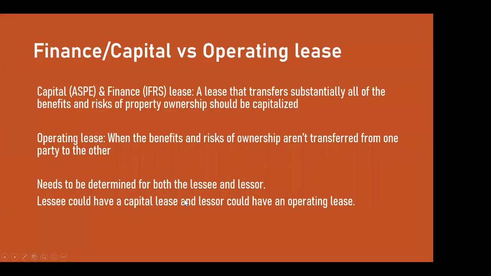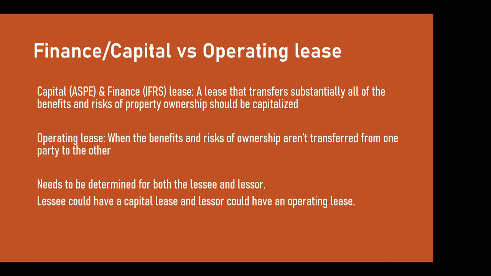There's two types of leases: a finance capital lease or an operating lease. Finance capital means that the lessee is going to record an asset, so it's basically capitalized versus expensed. So a capital and finance lease is basically a lease that transfers substantially all of the benefits and risks of the property ownership, and it should be capitalized.